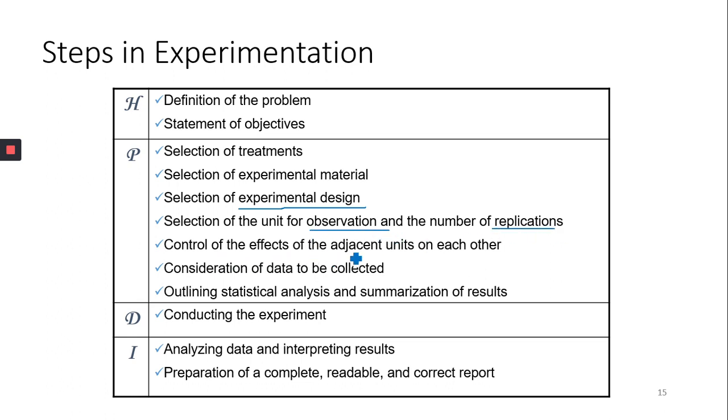Control of the effects of the adjacent units on each other. Consideration of data to be collected. What data are we going to need? That must also be guided by the objectives that you seek to address. Outline statistical analysis and summarization of results. Of course, this must be guided by literature, how other researchers have answered similar research problems. Then conduct the experiment, analyze data and interpret your results. Preparation of a complete, readable and correct report.